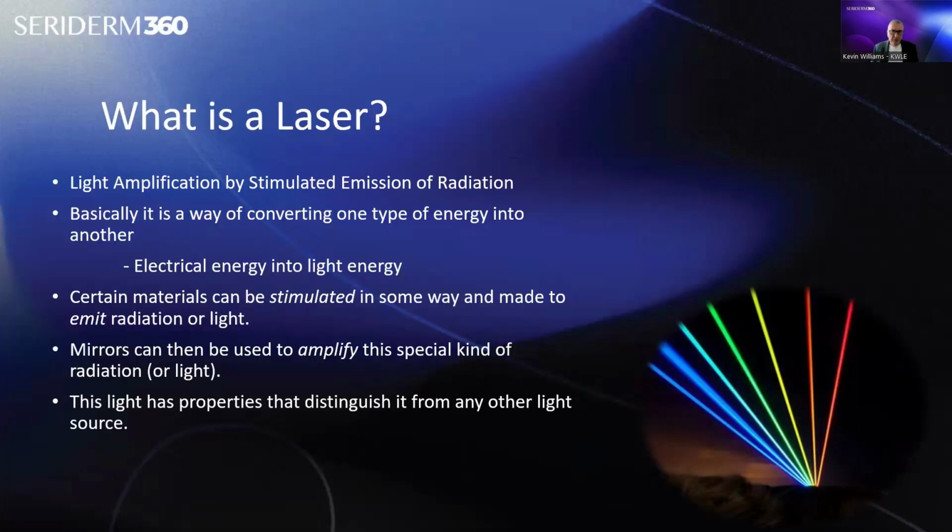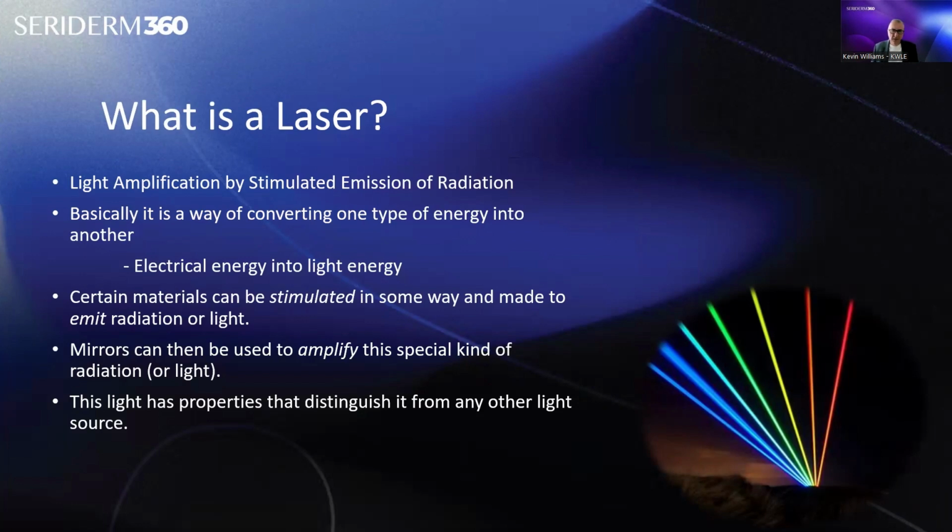Laser is basically a way of converting one type of energy into another. So we use electrical energy to convert into light energy. Certain materials can be stimulated to emit this unique wavelength of light. We use mirrors to create an amplification, because we need to amplify this light to get it to the sort of energy we want to be able to use. And this has unique properties that distinguish it from any other light source.